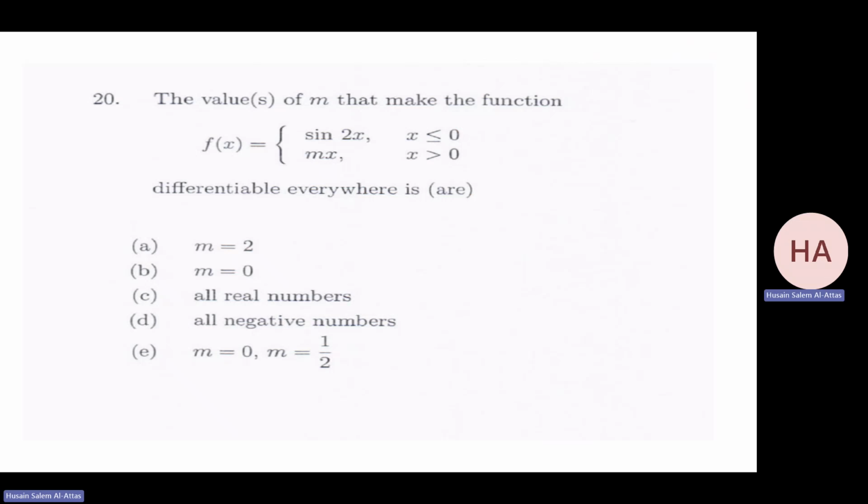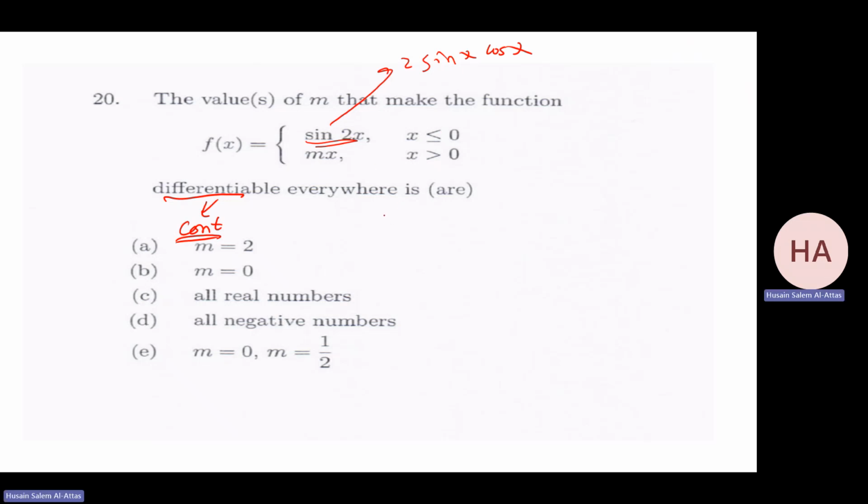Divided to make the function differentiable everywhere. We did something similar before, but this one I can make it to sine x, cosine x, or I can use the chain rule. But if I don't want to use the chain rule, I can do it this way. Differentiable means continuous. Actually, continuity will do it. No, continuity will not help.